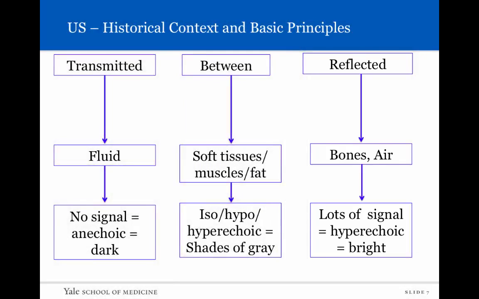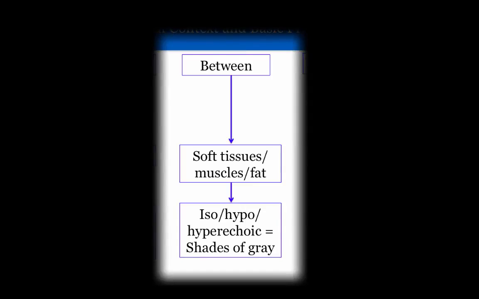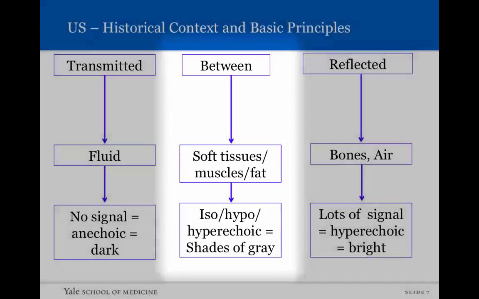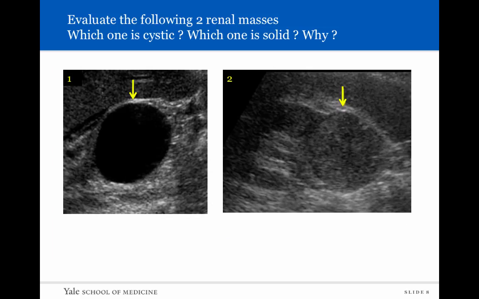And if it goes in between most tissues like soft tissues, muscles, and fat, it can be different shades of gray, and it can be very bright or hyperechoic, very dark or hypoechoic, or it can look like the surrounding soft tissue, in which case we call it isoechoic. So if you use those two concepts to evaluate this case, look at these two renal masses. Which one is cystic and which one is solid? And why do you think so?